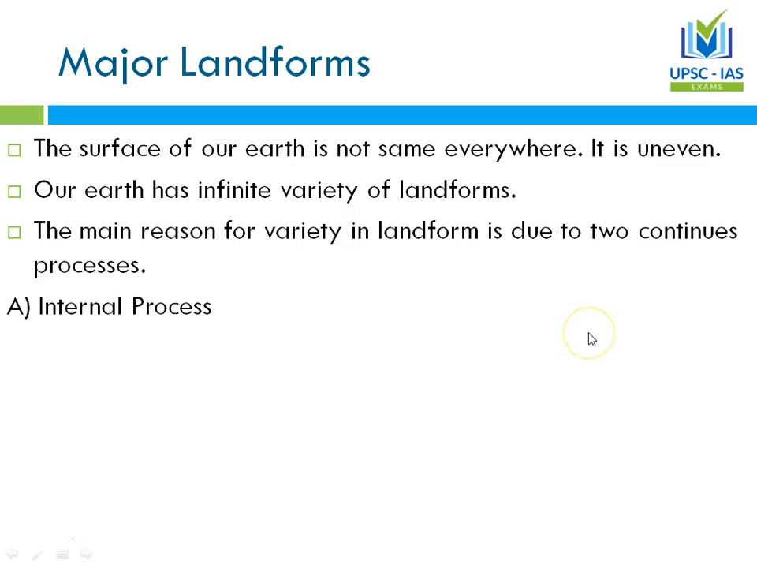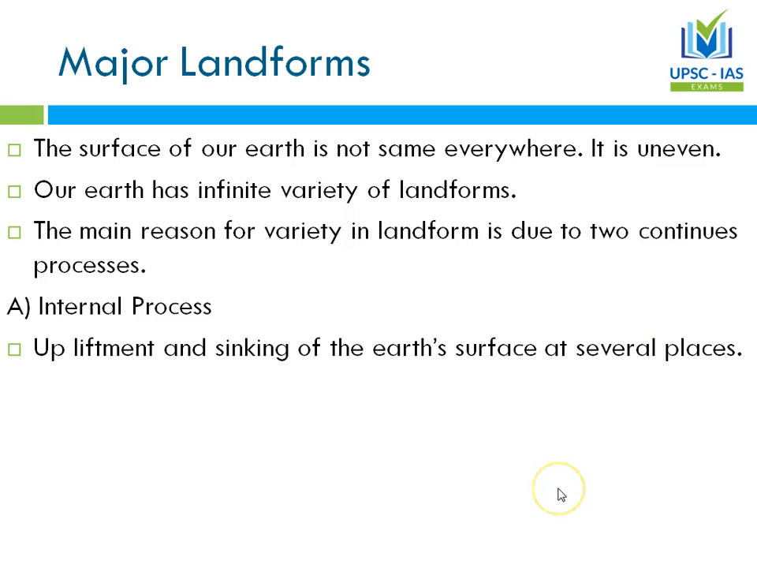So there are two continuous processes. One is the internal process: upliftment and sinking of Earth's surface at several places. At some places the Earth is getting uplifted, that means the part of the lithosphere is rising above, and at some places the lithosphere part is sinking, and because of this internal process, landforms on the surface keep on changing.